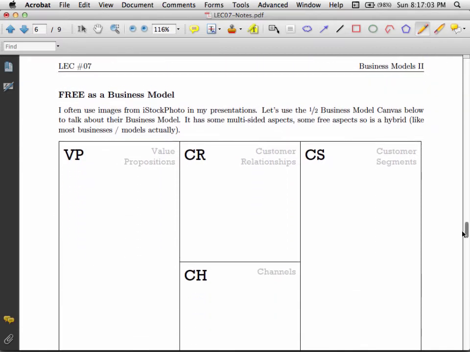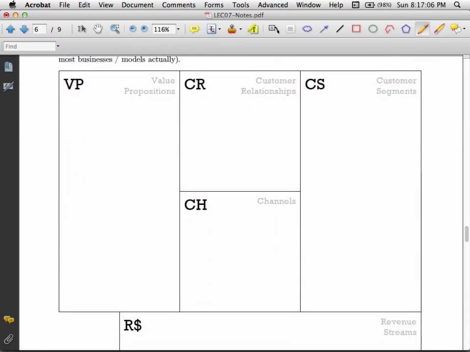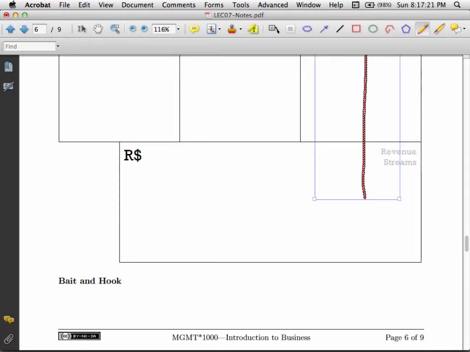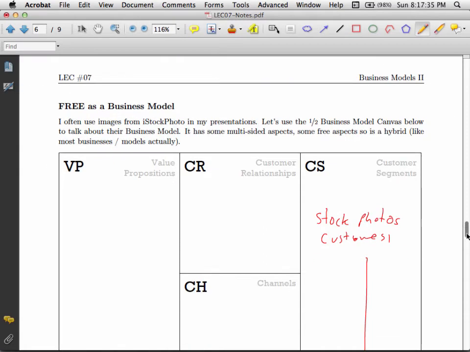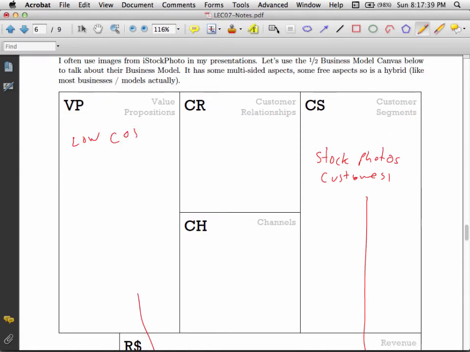And then I gave a similar example with iStock Photo. Customer segments, people who need stock photos, people like me to put them in presentations. And I purchase credits. So I have dollars, I buy credits, and the company actually gets those dollars. And then the value proposition for me is low cost but high quality stock photography. So I'm giving them money for credits, and they're giving me great images and so on.